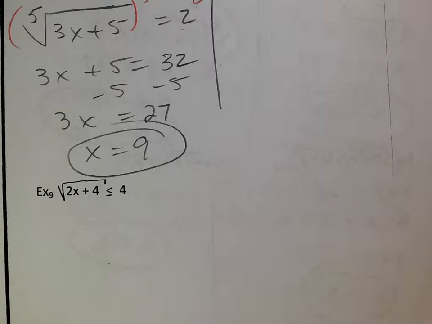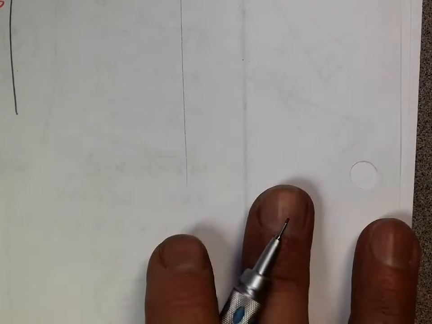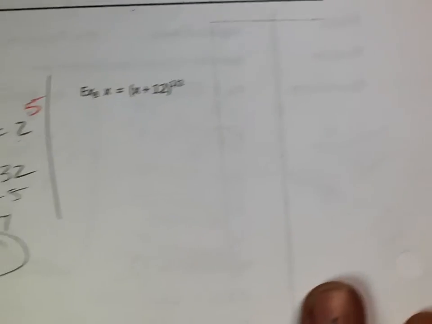Okay. All right, you ready for 8? How am I doing, okay? Awesome. Okay. Number 8.